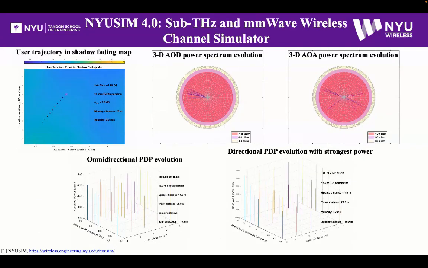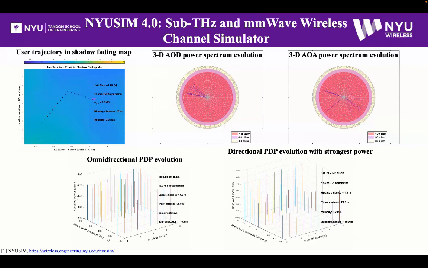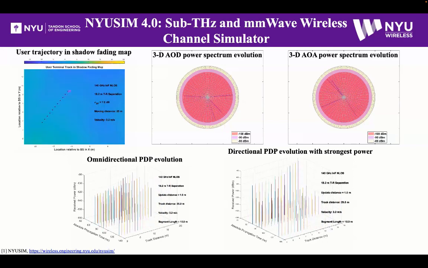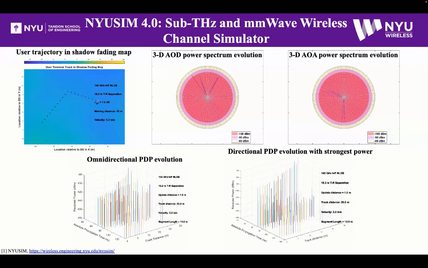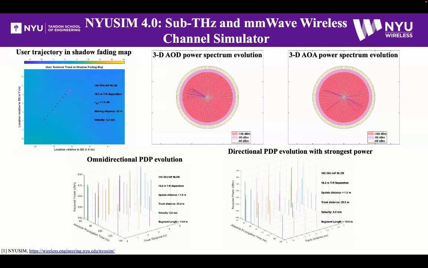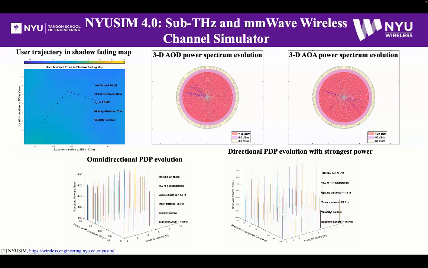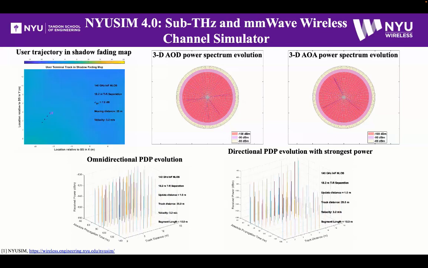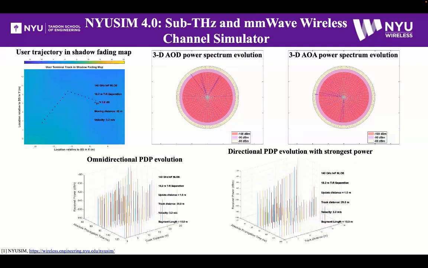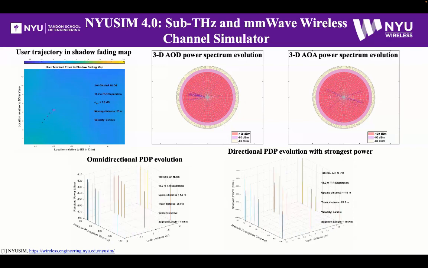This is another sample example where we are running a spatial consistency mode, which is basically when the users are in motion. How does the channel look when a user is, say, moving along a particular trajectory? How is your angular spread of multipaths varying as the user is moving? How is your time domain power delay profile changing with respect to user movement? So these are also captured in the MATLAB-based simulator.